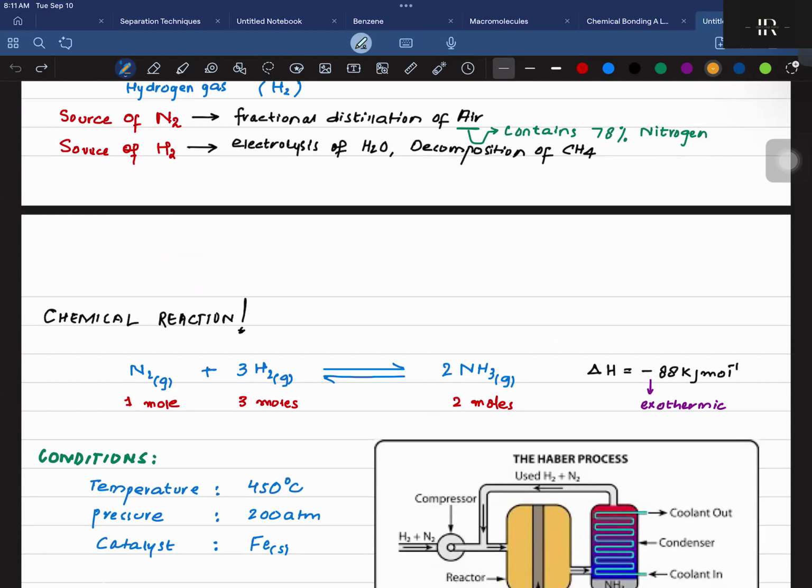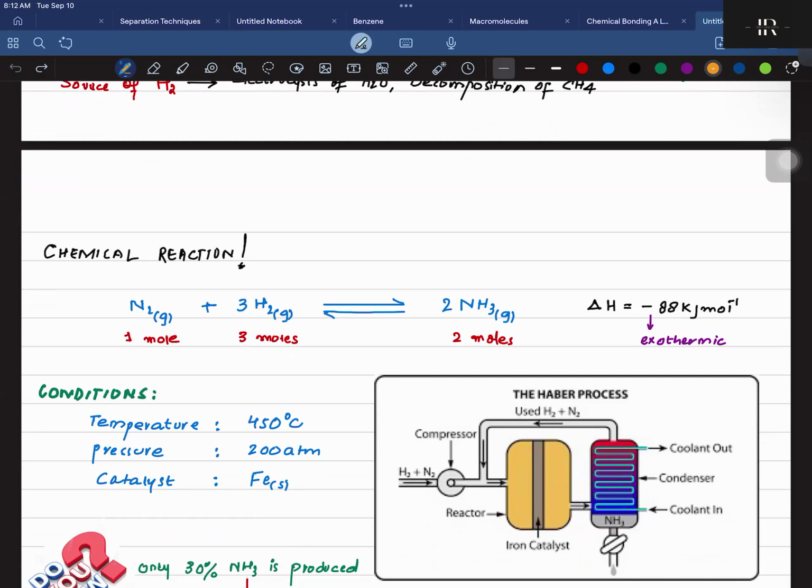When we were discussing energetics, energy from chemicals, I told you that when you have a negative energy, as you can see, minus 88, or it can be minus 100, it can be minus 200, I'm talking about the negative value. Whenever you see the negative value, it means that the reaction is exothermic. Okay.